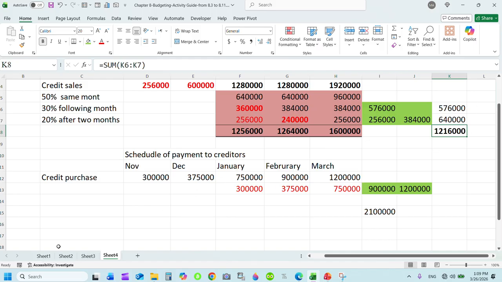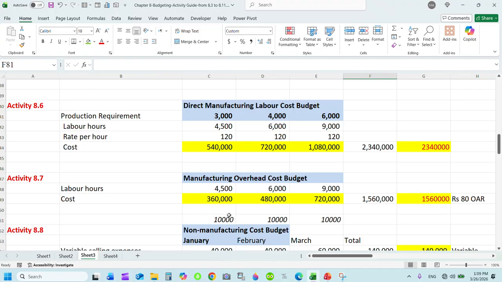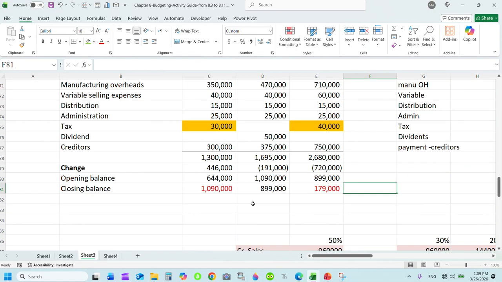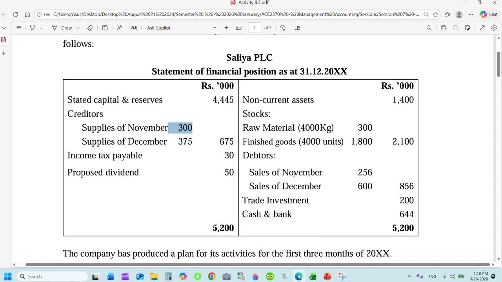you have all the required information for you to prepare your balance sheet and P&L. So you have trade receivable here, trade payable here, and from the cash budget, you have the cash balance. You have cash balance 179,000 that is coming into the balance sheet. And what else?